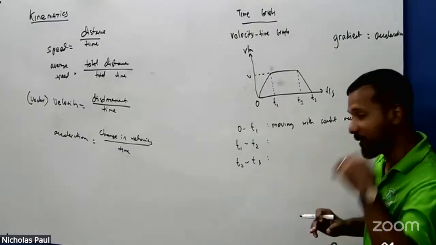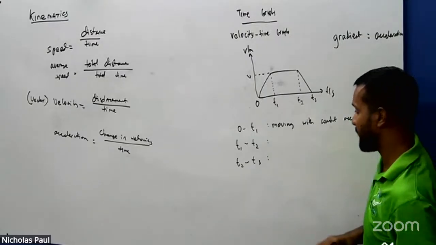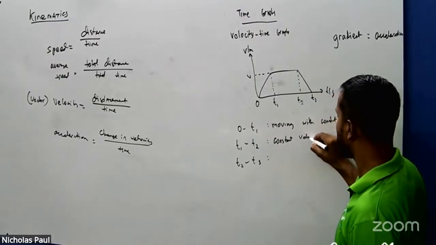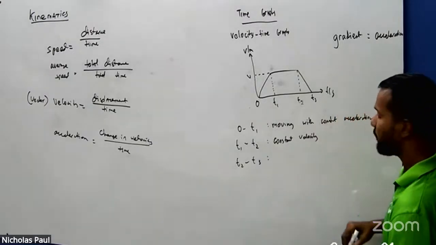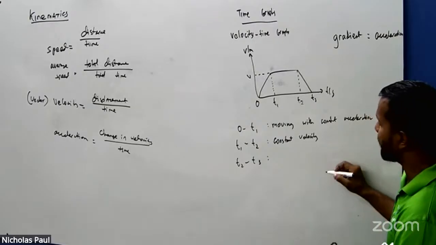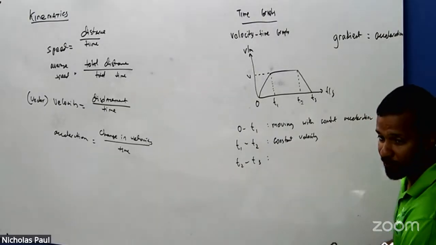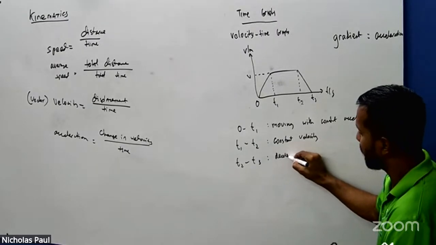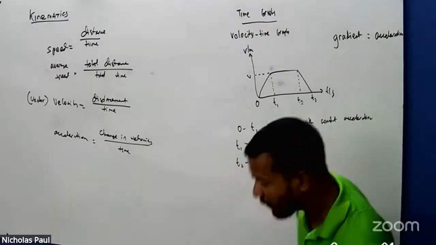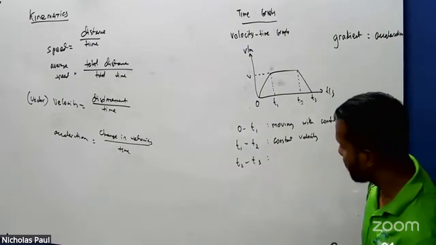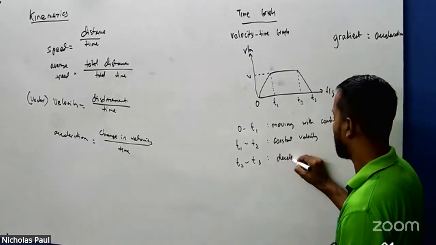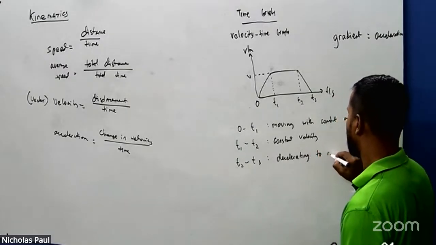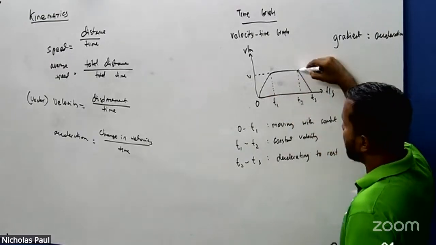What about T1 to T2? Constant velocity. And the acceleration? No acceleration. What about T2 to T3? Deceleration. So acceleration, then constant velocity, then deceleration.